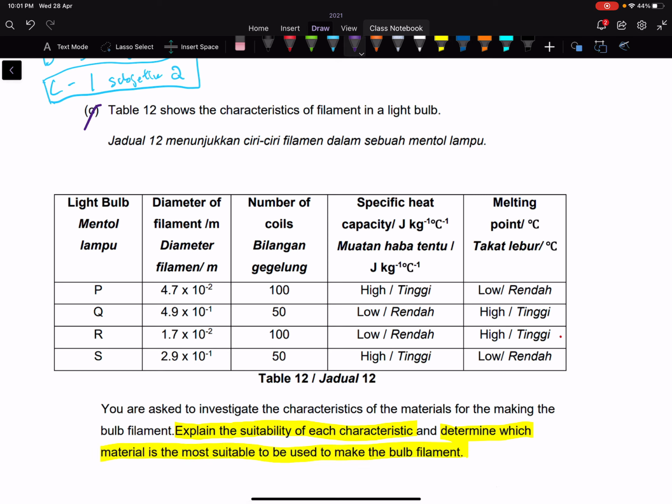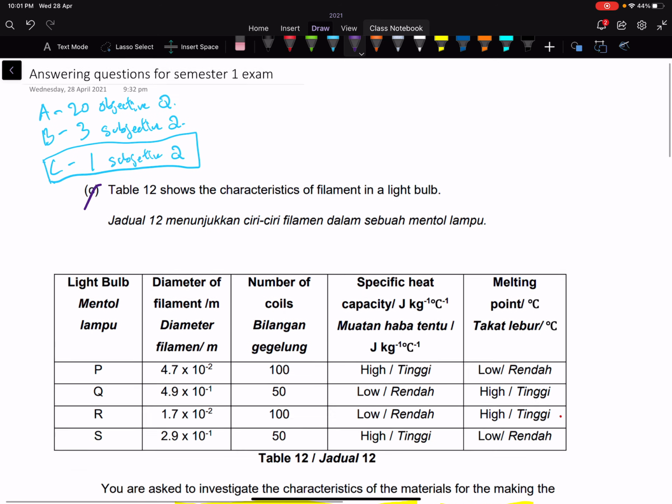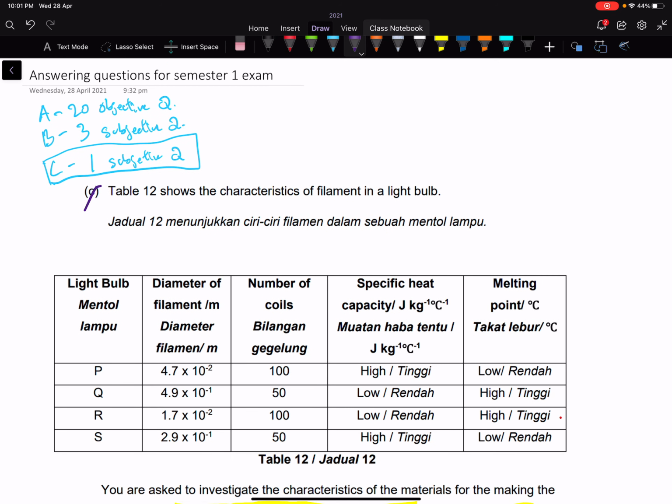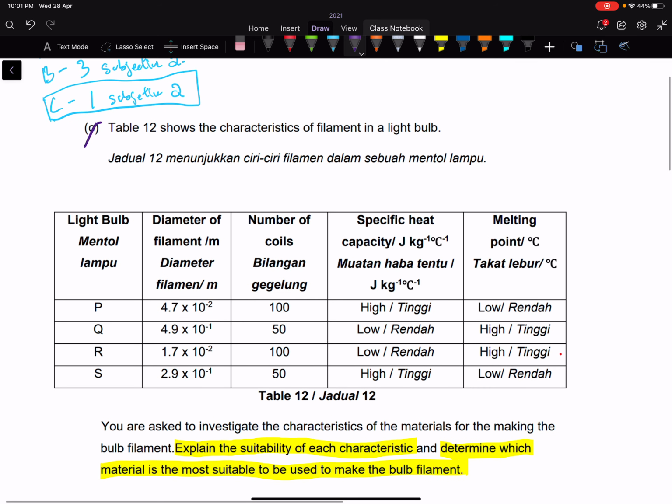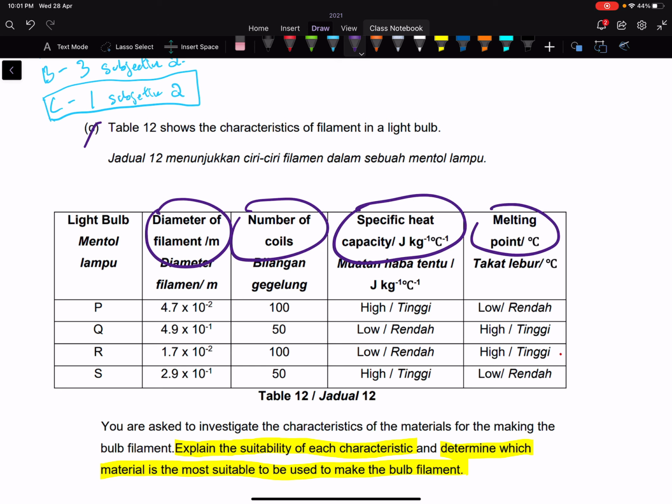Alright, so obviously you guys have not really gone through this subtopic yet, but I just decided to bring it up so that you will have a general idea. So basically this question asks, which among all these P, Q, R, S, which one should we choose to make a light bulb? And then we have to consider 4 factors, which is diameter of your filament, number of coils, specific heat capacity, and melting point. Don't worry if you don't understand what specific heat capacity or melting point means right now.